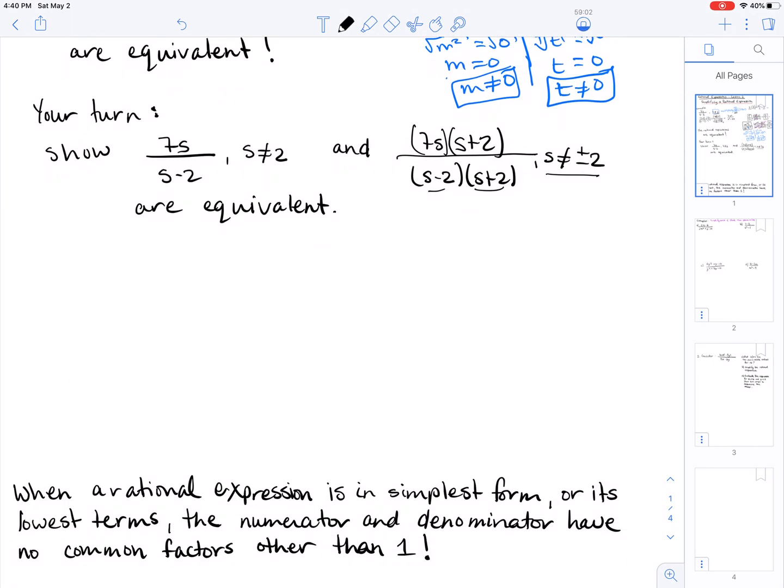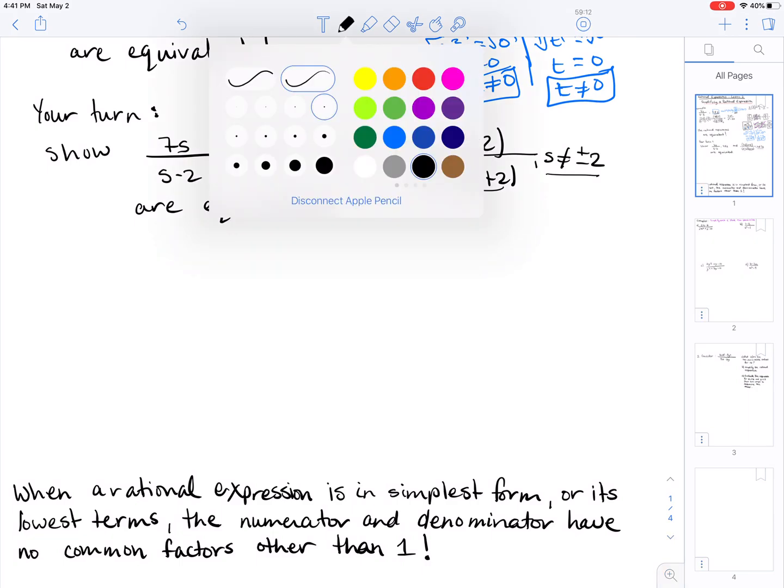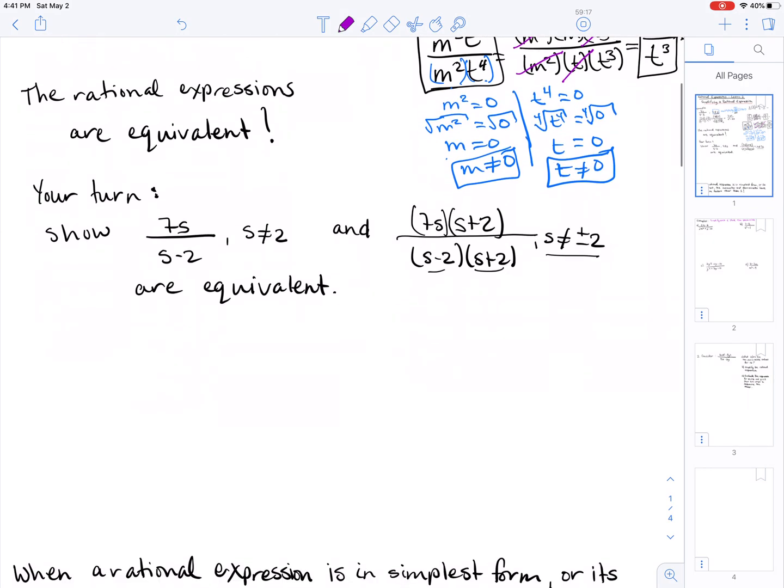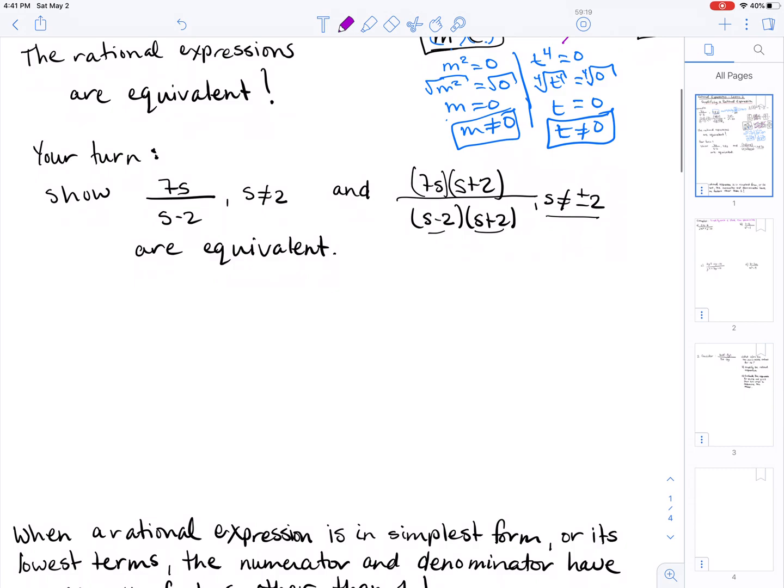Now, if you are asked to show that two expressions are equivalent, we have to do some factoring and figure out where that 1 came from, just like I did with the 9 over 12. So I have 7s over s minus 2, and they're asking me, how is that equivalent to 7s times (s plus 2) over (s minus 2) times (s plus 2)?